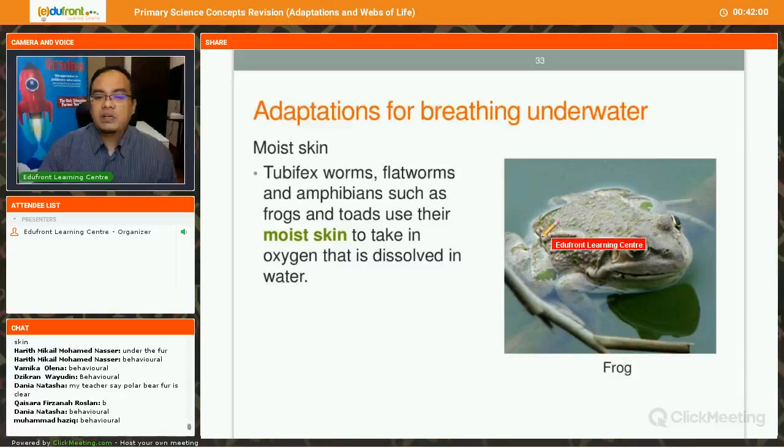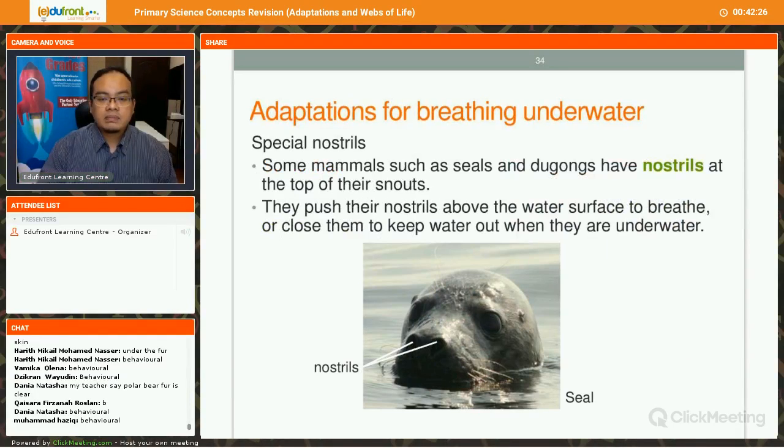This animal, this frog, it has moist skin. Likewise, tubifex worms, flatworms, and amphibians such as frogs and toads use their moist skin to take in oxygen that is dissolved in the water. And we know that water has lots of dissolved oxygen. So when they have this moist skin, it helps the animal take in oxygen that is dissolved in the water.